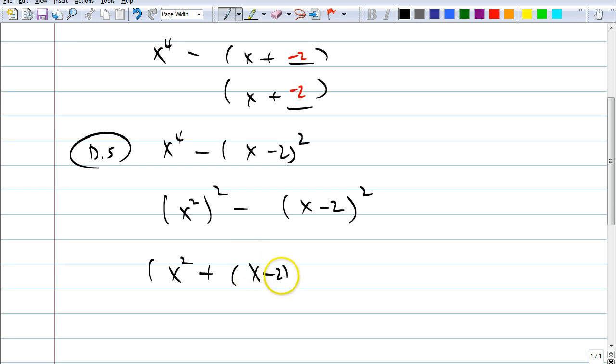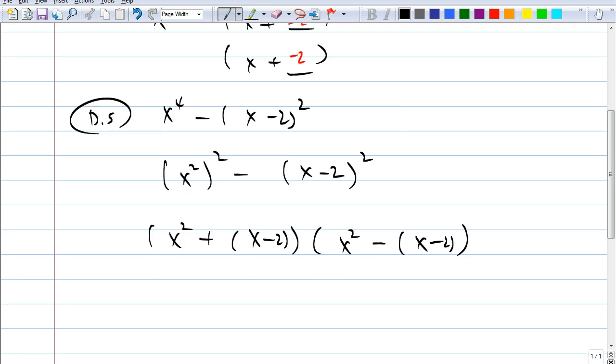B, which is x minus 2, times what? A, which is x squared what? Minus, what's your b? X minus 2. Isn't that right? Okay, so we shouldn't leave it this way because inside the parentheses there's still parentheses, right?